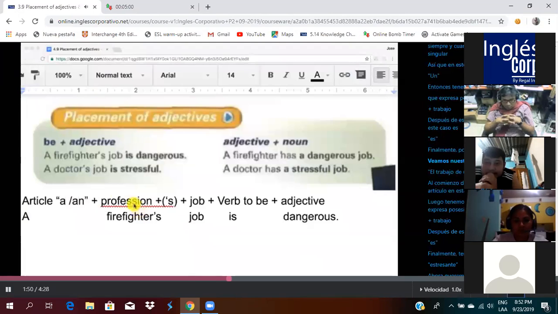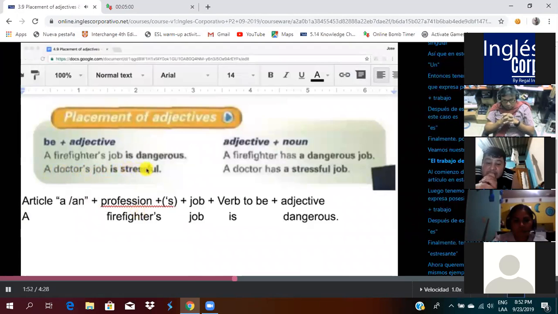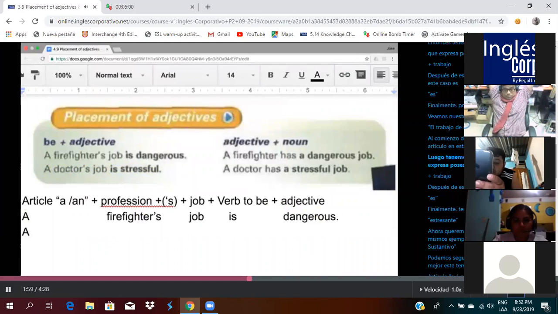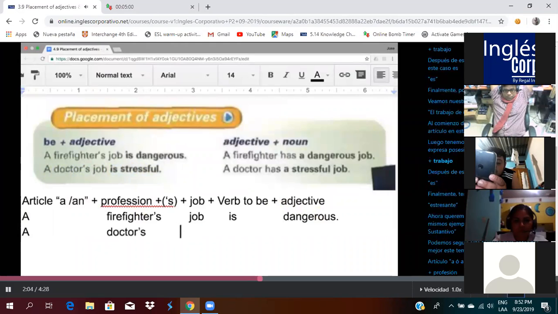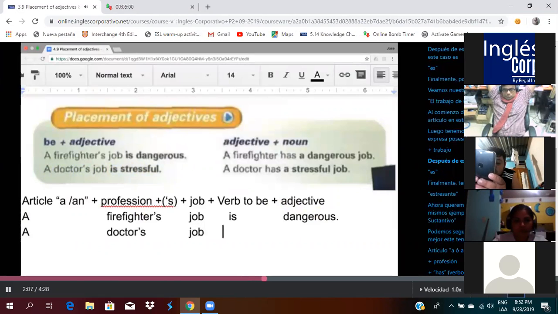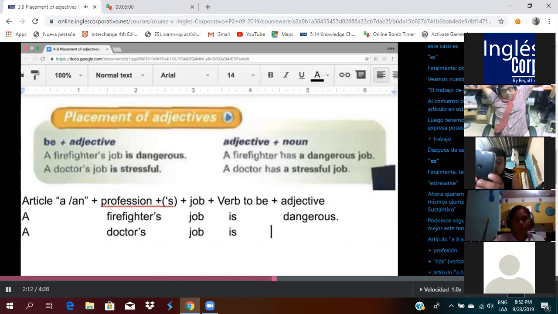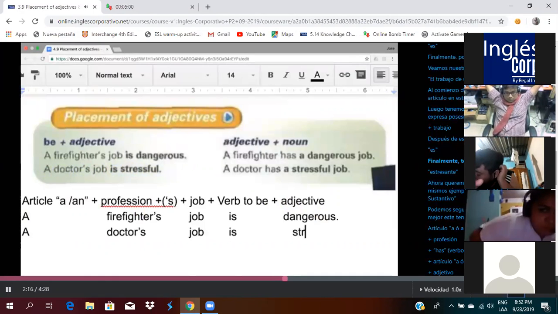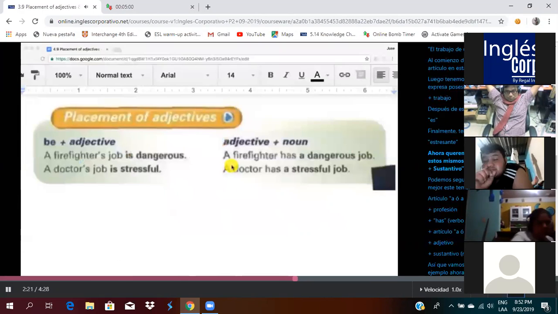Let's look at our next example. A doctor's job is stressful. At the beginning of our sentence, we have an article, in this case, a. Then we have profession plus apostrophe s, which expresses possessive, plus job. After that, we have the verb to be, is. Finally, we have the adjective, stressful.